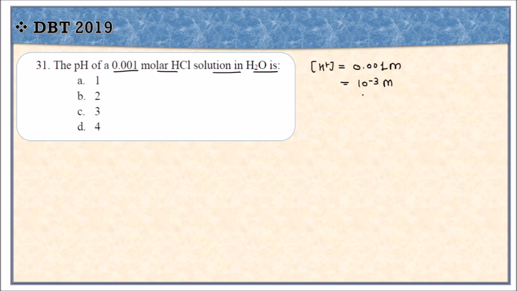Is that clear? So you know how to find the pH. pH is negative log of H plus. So it will be minus log of 10 to the power minus 3 molar, and this will give us minus of minus 3, which is equal to 3. So our answer will be option number C.